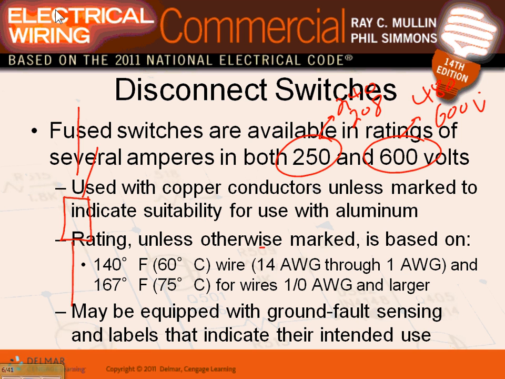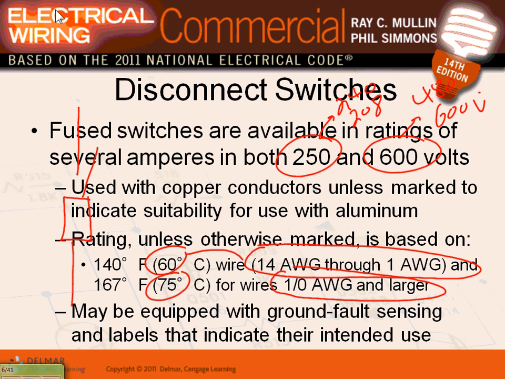You guys are very familiar with this, I know, because we talked about it many times. This is directly from the code. Unless the disconnect that houses the fuse is rated otherwise, from the code, if it lands conductors number 14 through 1, it's rated for 60 degrees. If it's number 1 or more, then it's rated for 75. And 90 degree, we use only for the rating. You guys remember how we size the conductors?